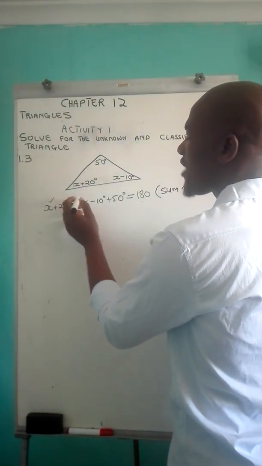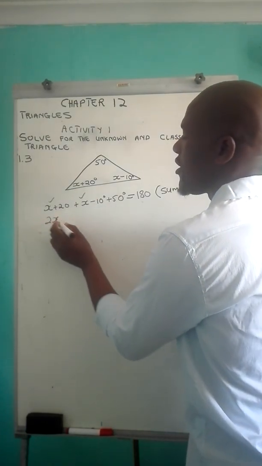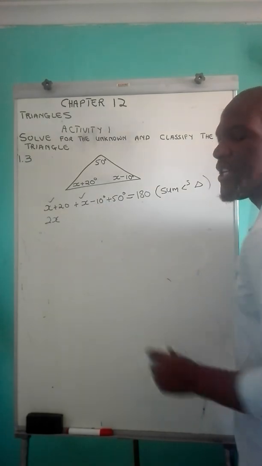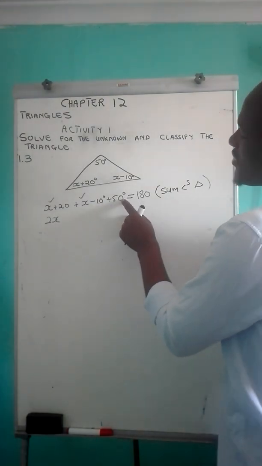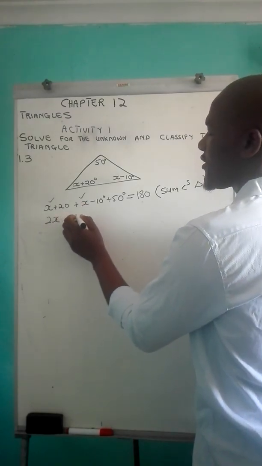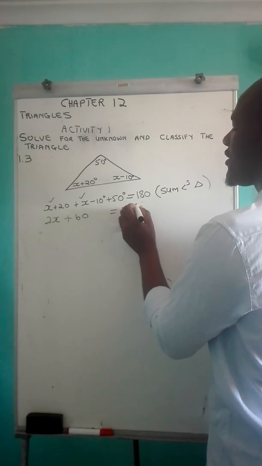What is x plus x? These are like terms. It's 2x. What is 20 minus 10? It's 10. 10 plus 50 is 60 degrees, which is equal to 180 degrees.